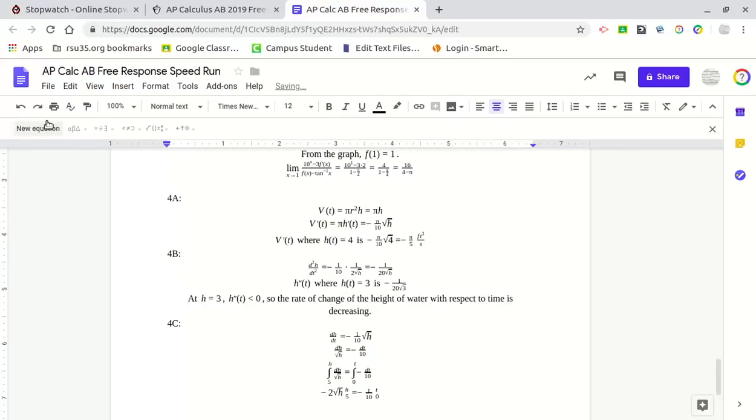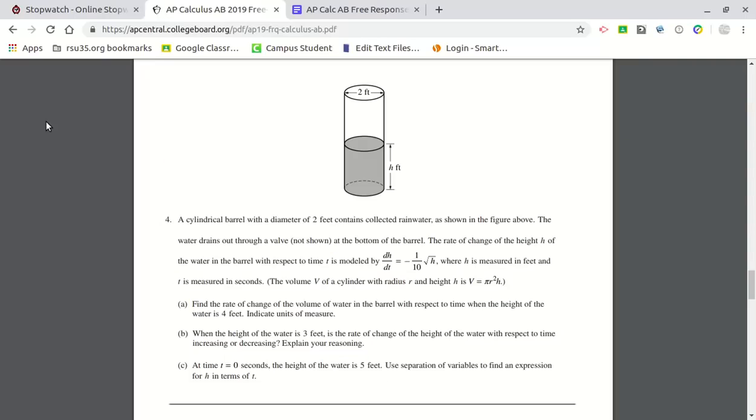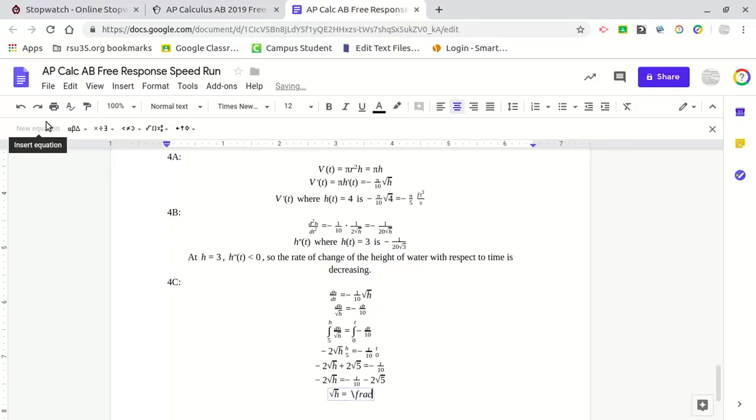So if I plug in those values, it becomes negative 2 square root h plus 2 square root 5 equals negative t over 10. And then if I solve for square root h, this becomes negative t over 10 minus 2 square root 5, divided both sides by negative 2. And square root h equals t over 20 plus square root 5, and then you square both sides. What an intuitive answer. t over 20 plus square root 5, squared. Great.